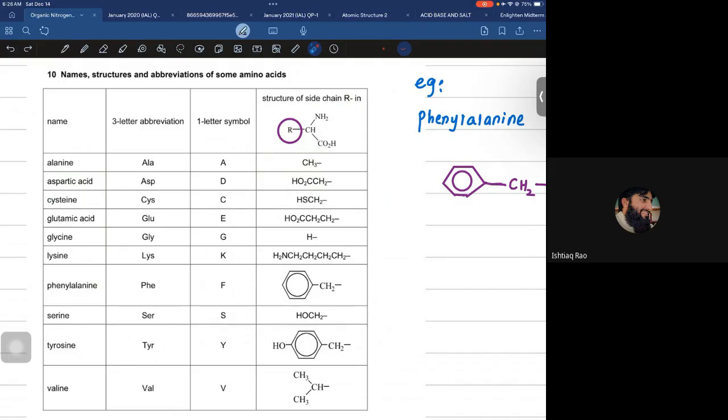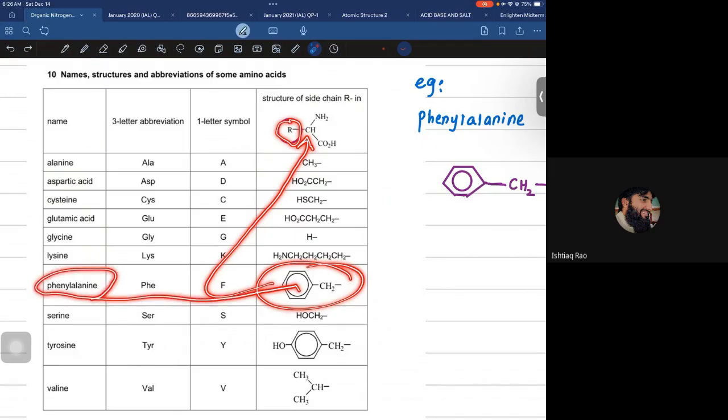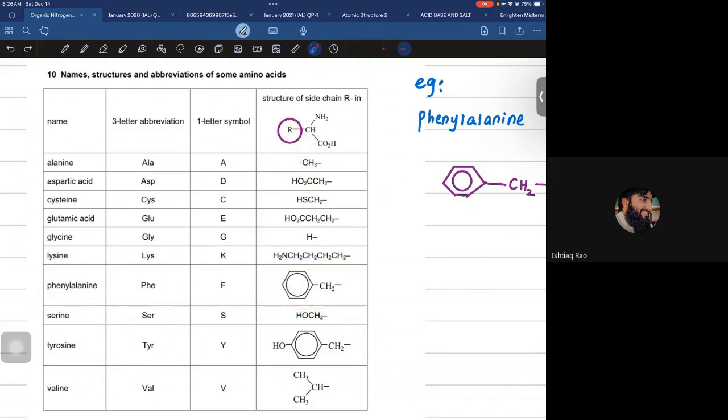If you attach this whole portion to this carbon atom instead of R, then ultimately your amino acid would be phenylalanine. So it depends on the R group. These are different R groups, as you can see.